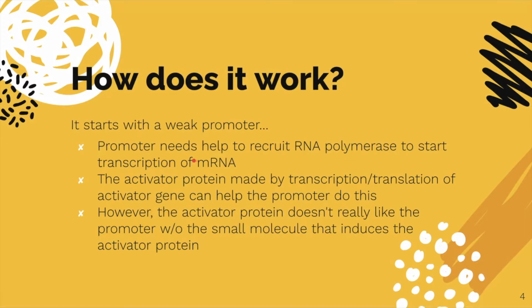So how does this work? Well, it starts with having a weak promoter. There's some operon that we need to transcribe, and its promoter's weak. It can't really recruit RNA polymerase like it should. So we have an activator protein that comes in, and this is made by transcription and translation of an activator gene that can help the promoter recruit RNA polymerase.